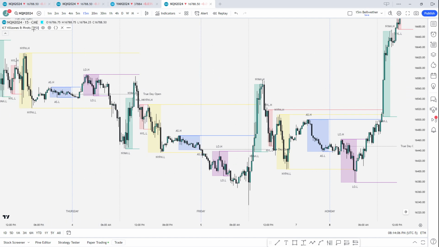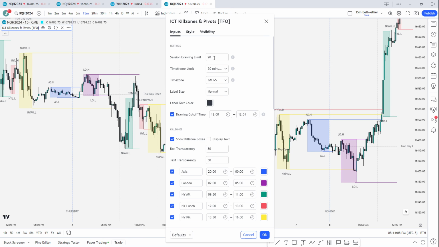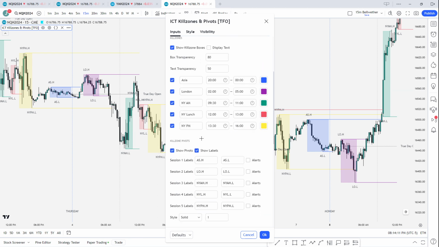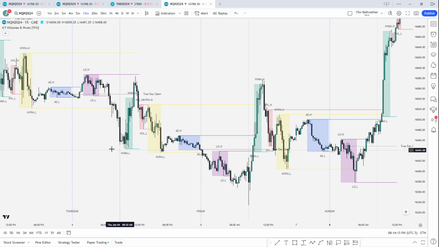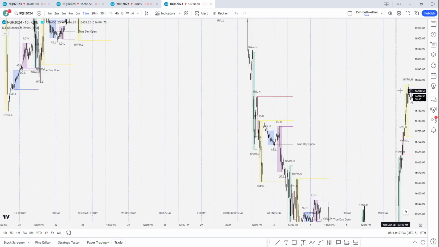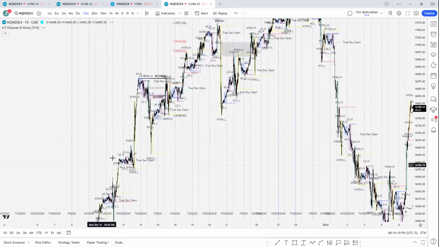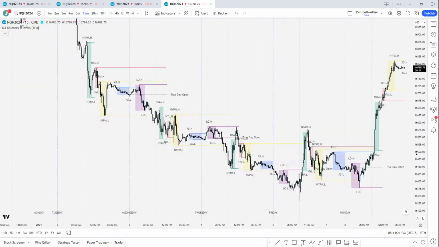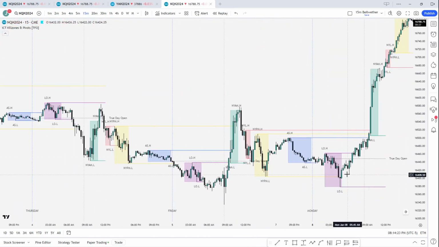If you don't have these ICT kill zones and pivots marked out, this is a very useful indicator that marks out the session ranges from previous days and the current day. I think it goes back quite a while. I love this indicator just because it saves you some time and you can actually see what the ranges are doing instead of trying to mark them out and highlighting them. Just saves a lot of time.